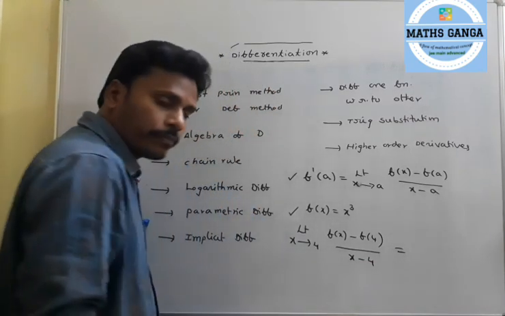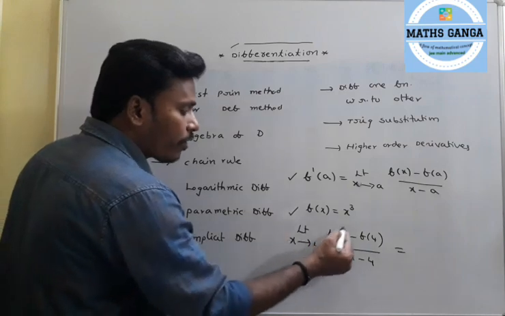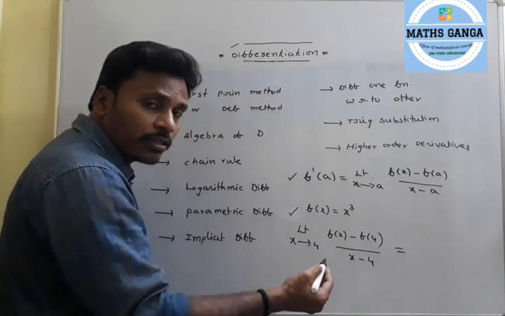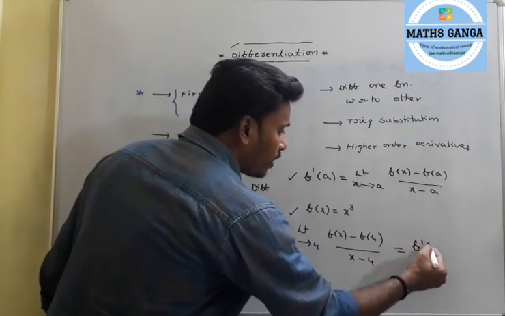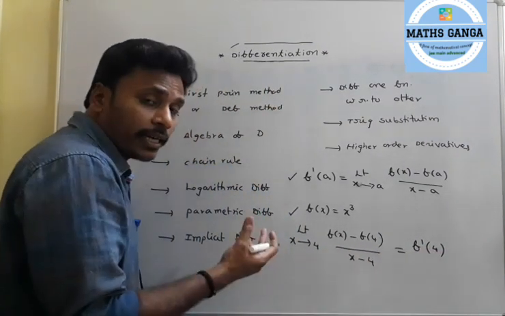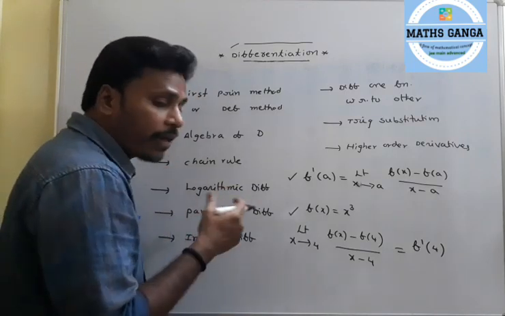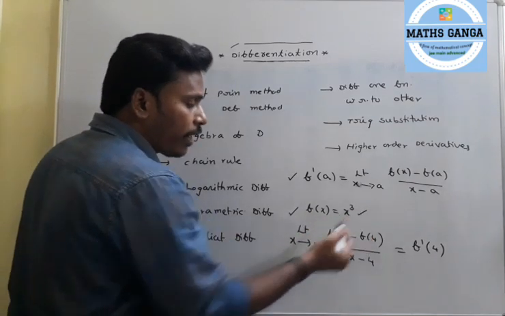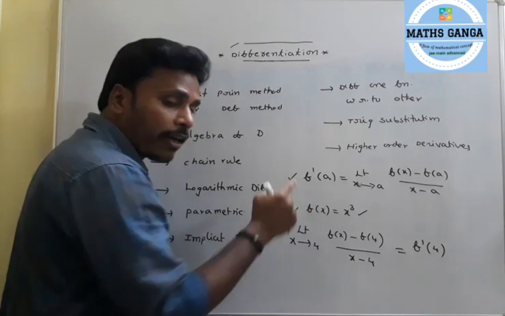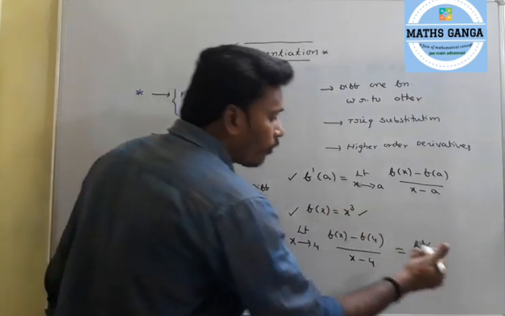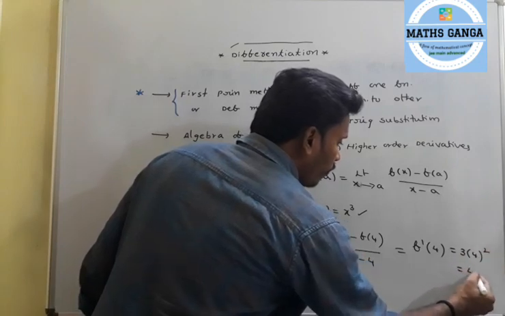What is your answer? See, f of x is given as x cube, and the limit, x tending to 4, of f of x minus f of 4 by x minus 4 is to be found. This is just f dash of 4 by the definition of derivative, by the first principles method, just from the limits. So f dash of 4. See, f of x is x cube, right? And the derivative is 3x square, we know. At 4 we need to find, so that is nothing but 3 into 4 square, which is 48.